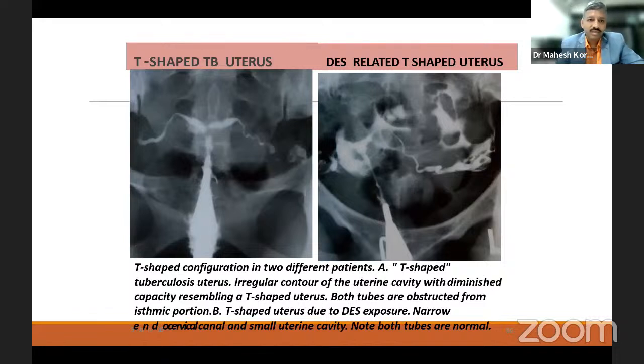So this is a T-shaped tuberculous uterus, where you can hardly see any cavity here. You can see the T-shaped tuberculous uterus completely obliterated by intrauterine adhesions.